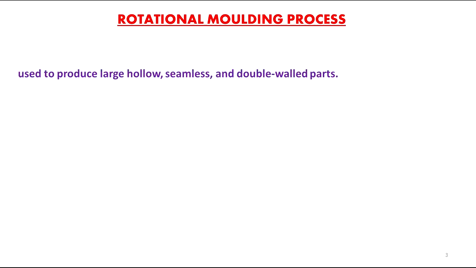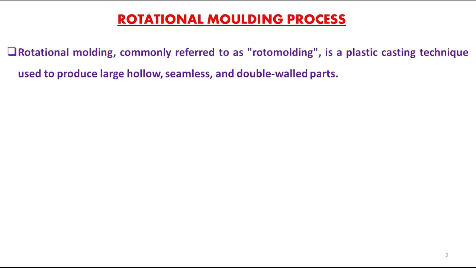Rotational molding, commonly referred to as roto molding, is a simple casting technique used to produce large hollow, seamless and double walled parts.